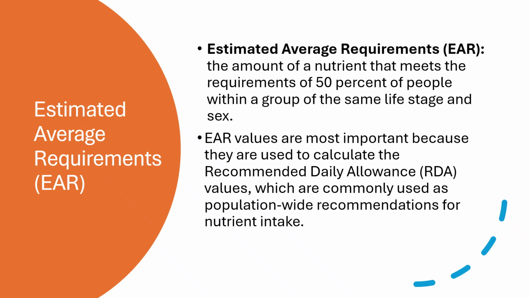Estimated average requirements, EAR, is the amount of a nutrient that meets the requirements of 50% of people within a group of the same life stage and sex. EAR values are most important because they are used to calculate the recommended dietary allowance values, which are commonly used as population-wide recommendations for nutrient intake.